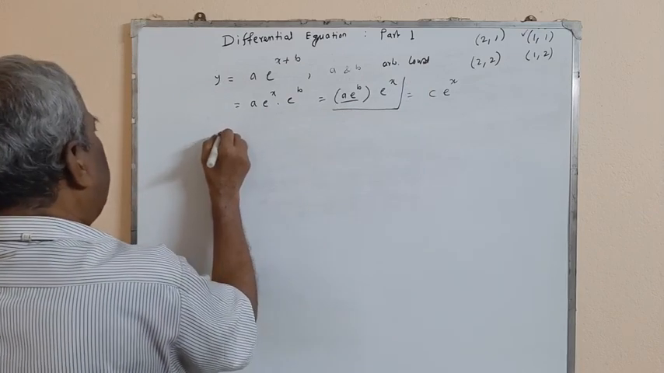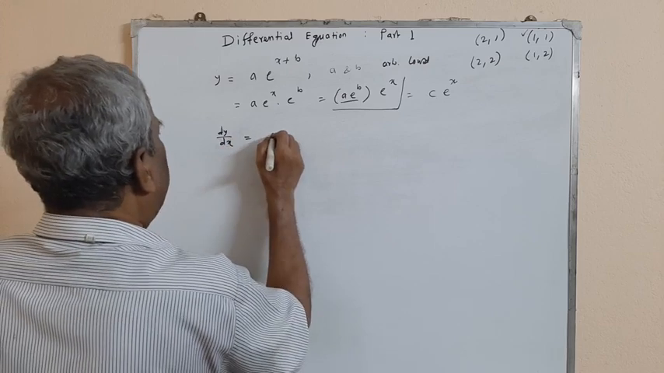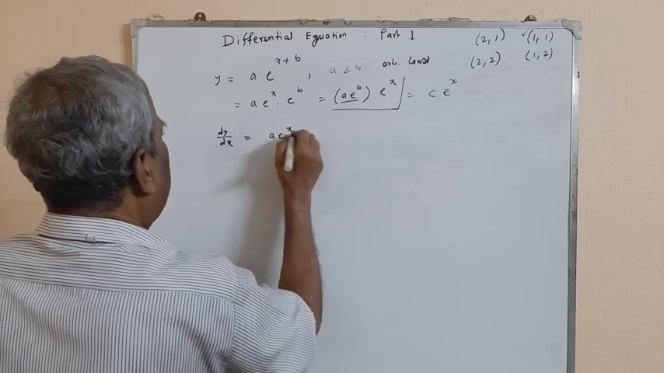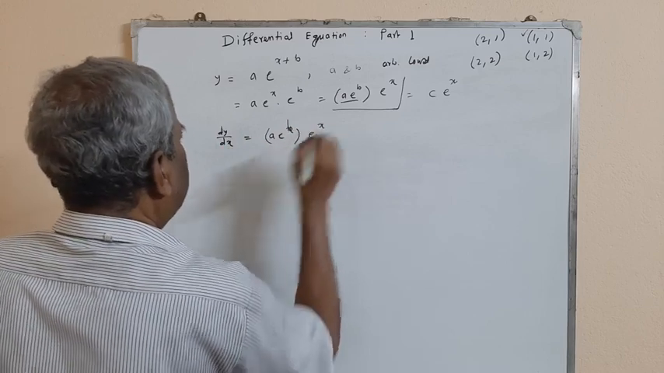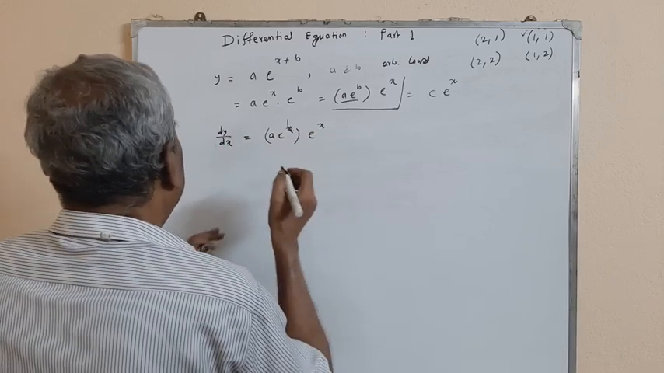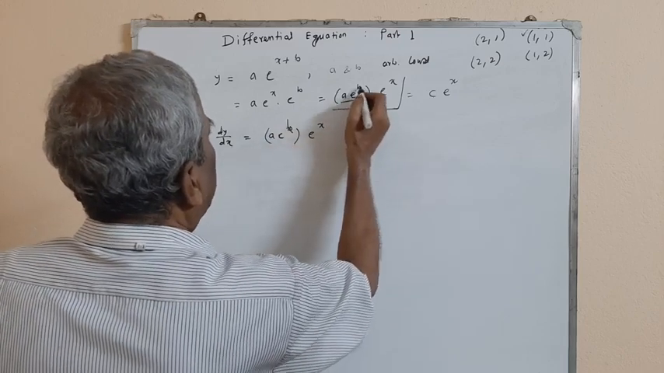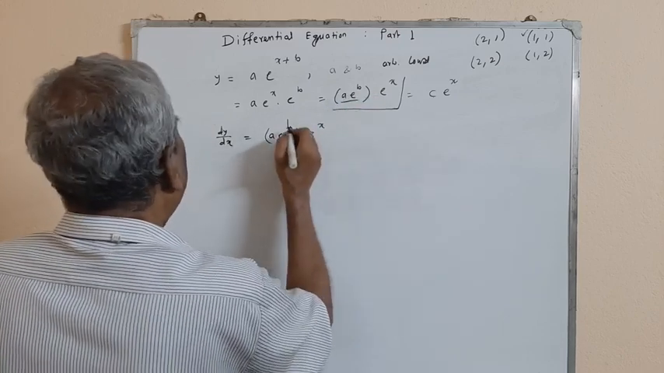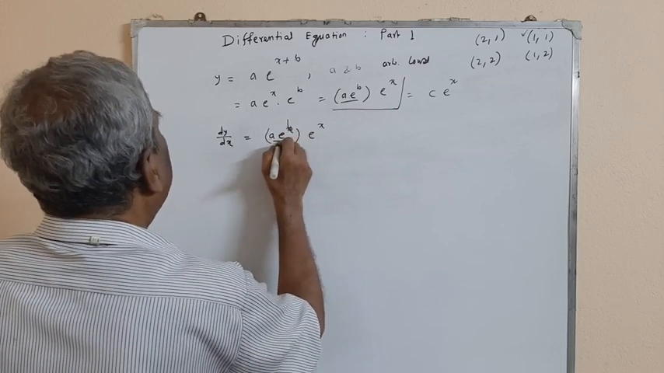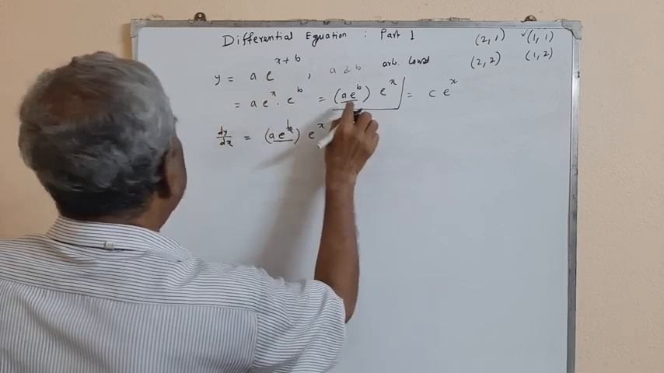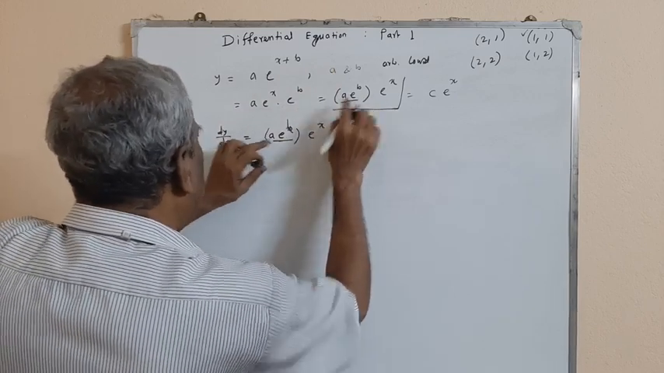So dy/dx is equal to a e to the power b into e to the power x. Now we have to eliminate the constants a and b. So this is a e to the power b, this one.